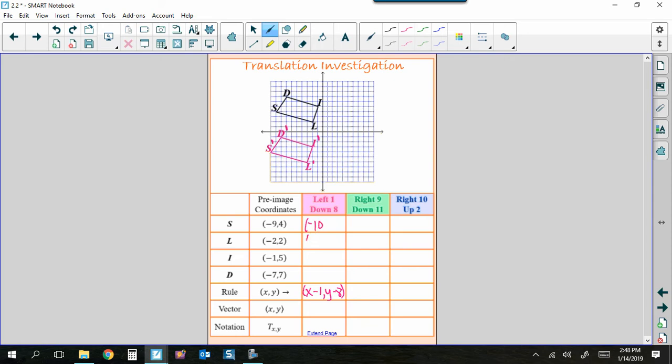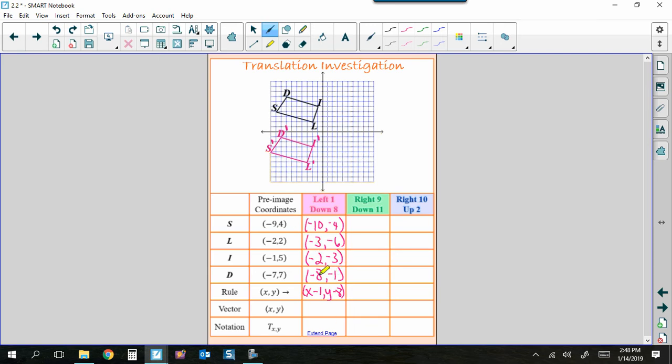I apologize, everybody. So -10. -2 minus 1, here's the -3. -1 minus 1, -7 minus 1. So now I'm going to go ahead and do my y values by subtracting 8. So 4 minus 8 is -4. 2 minus 8 is -6. 5 minus 8 is -3. And 7 minus 8 is -1.